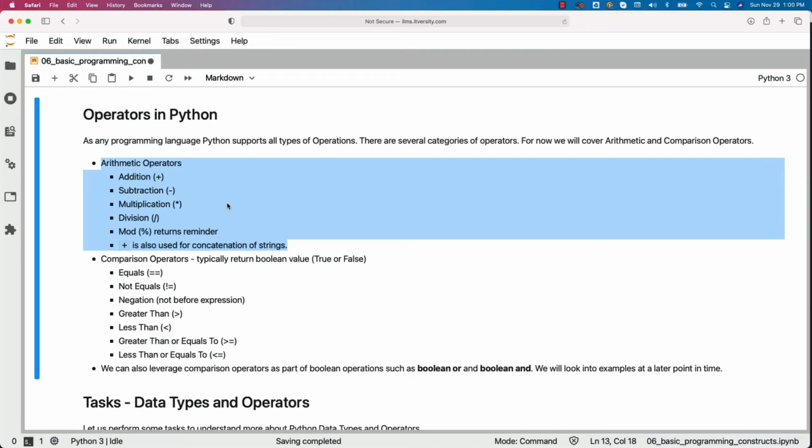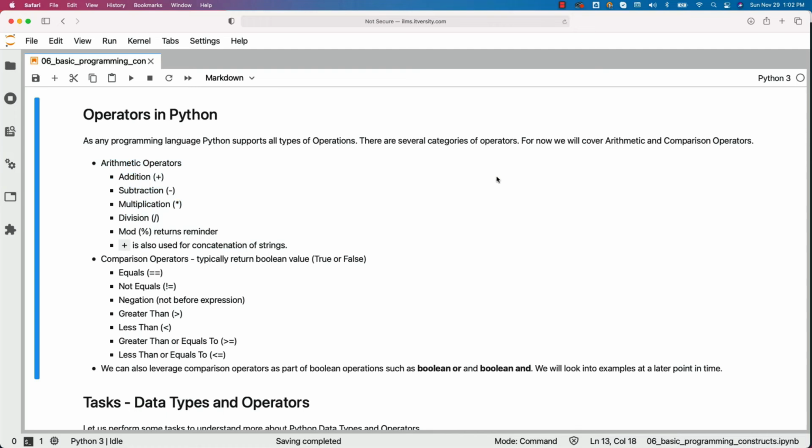So this is brief overview of operators in Python. We will be seeing a lot more details as we go along with the course. Where and when they are required, we will be seeing quite a lot of examples with respect to operators in Python. Don't worry too much about live examples related to operators in Python at this time.